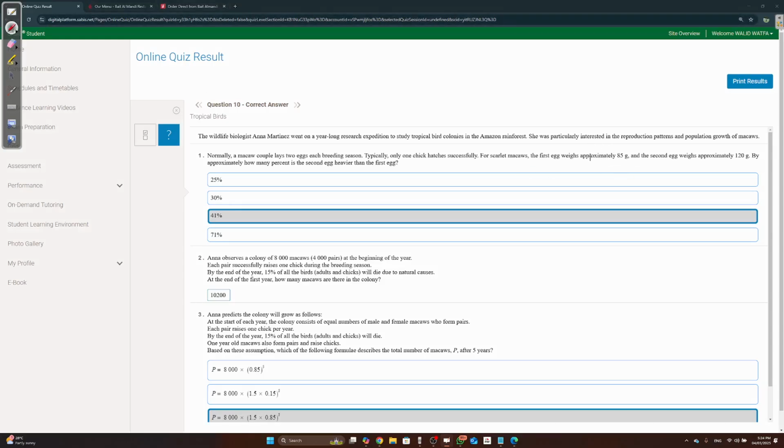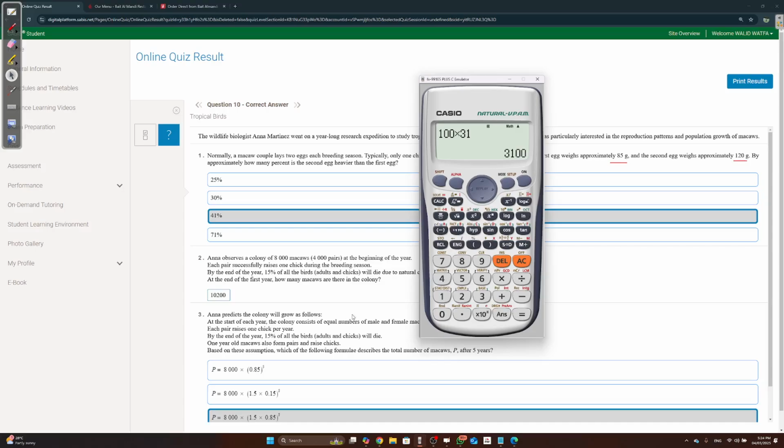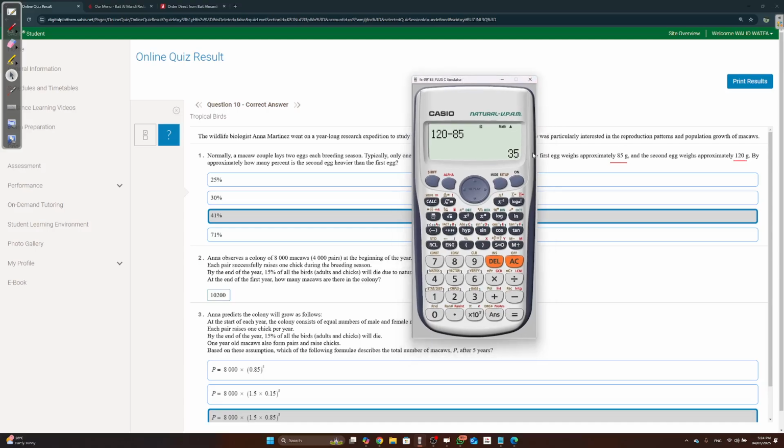She's studying eggs. The first one's 85 and the second is 120. How much percent is the second heavier than the first? If you want to calculate how much percent, you calculate the difference. So 120 minus 85. You get 35, and you want to calculate how much percent of 85 is 35. So you just divide by 85 times 100, and you get 41%.